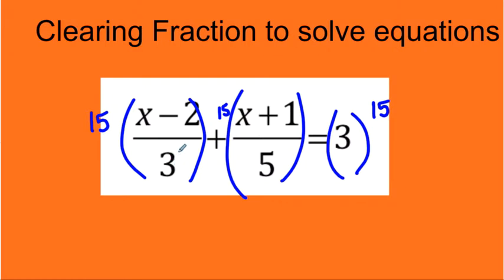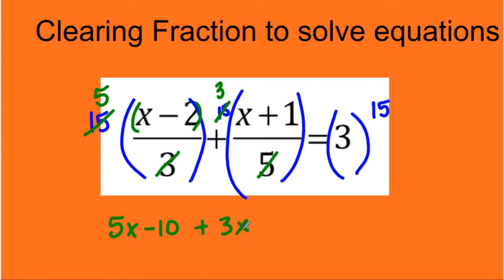Now, when you do that, the fractions are going to get cleared out. So for example, 3 is going to go into 15 5 times, and then you're going to multiply 5 times x minus 2. Now, be careful. You want to make sure you distribute. So that would give me 5x minus 10. Look, I cleared out the fractions. So here, 5 goes into 15 3 times, and so then you get 3x plus 3.